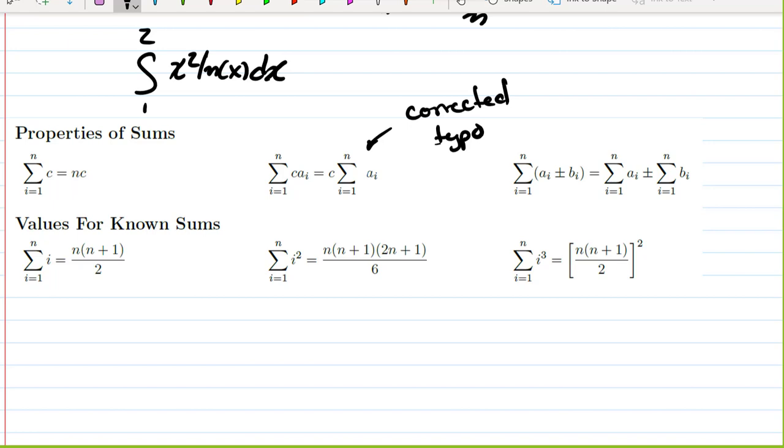The last property says that if we have the sum or difference of sequences inside of a sum, that is the same as finding the sum or the difference separately for each piece.